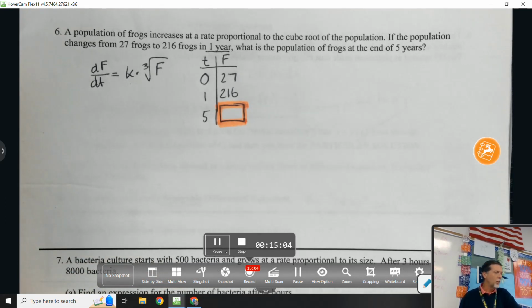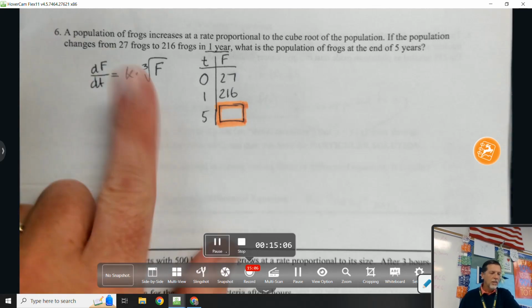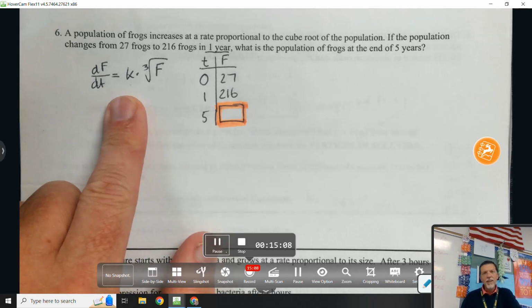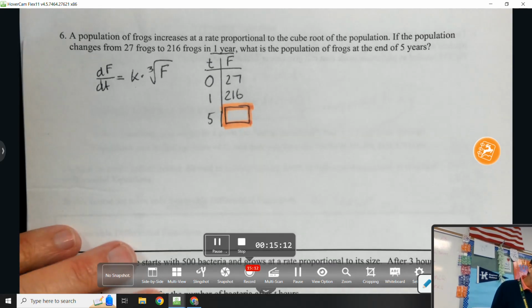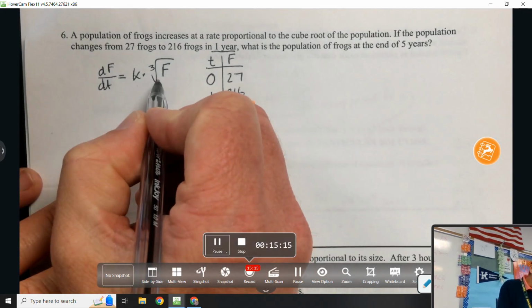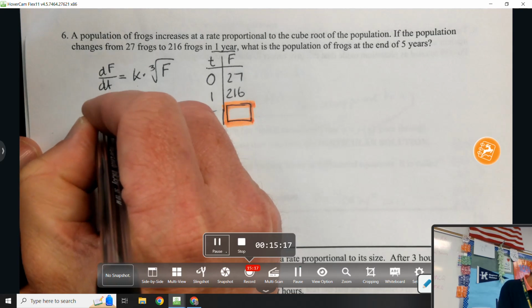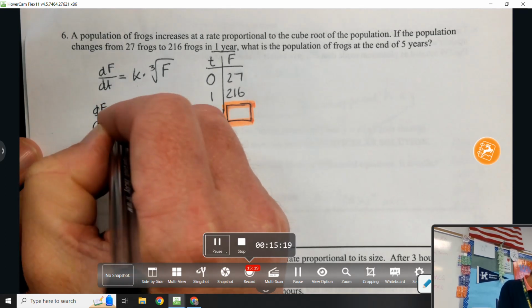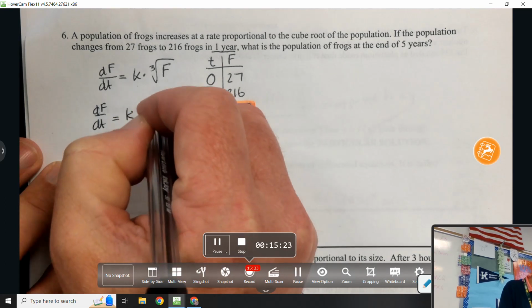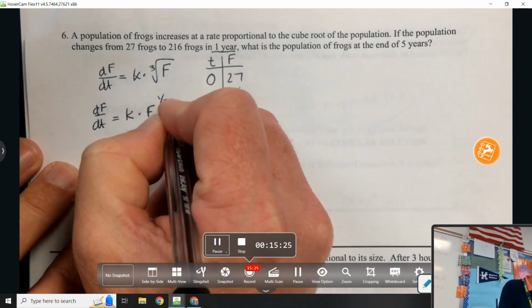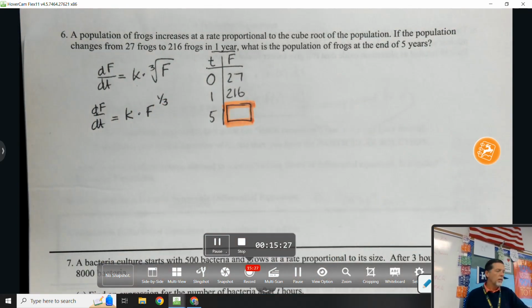We still have a long road ahead of us here. We need to separate and integrate, and then we'll worry about using that information. So cube root of f, I don't like cube roots because I can't really integrate them. I'd rather have powers. So I'm going to change that to f to the 1/3. Some people will change it later, but you've got to change it eventually because you can't integrate a cube root.